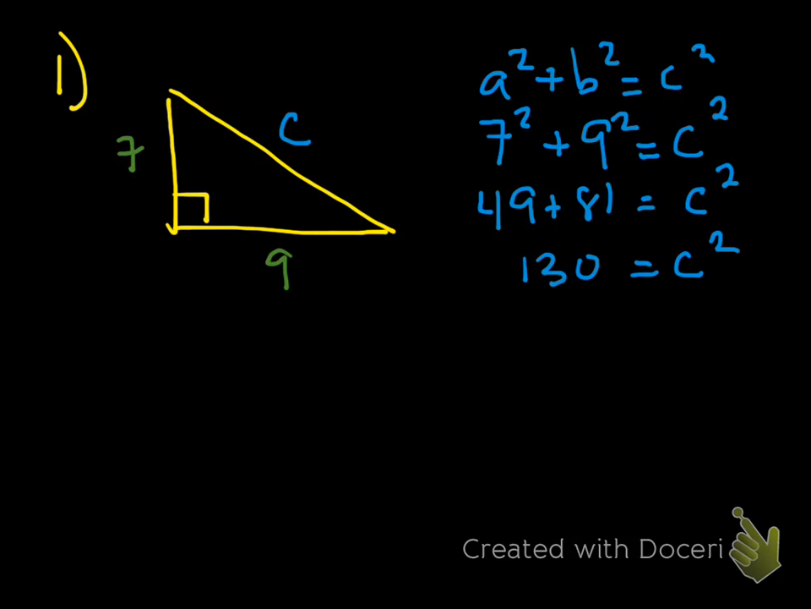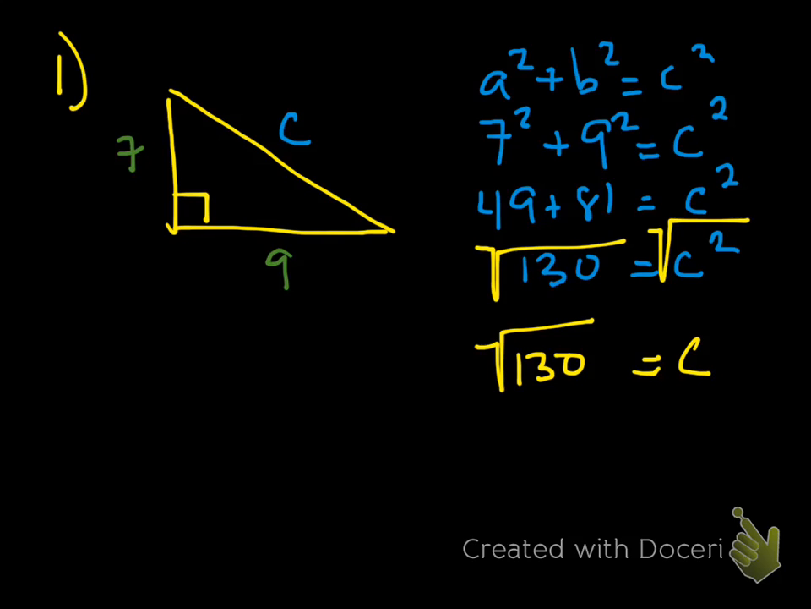Alright, so up to this point, it's been fairly simple for you. You've done this before. But when you have a square here and you need to get rid of the square, remember the inverse of squaring something is taking the square root of it. So what we're going to do is take the square root of C squared and the square root of 130. So that would be C equals the square root of 130. Now when we're doing these, I want you to simplify the square roots into the simplest form, but 130 doesn't have any perfect squares as factors. So the square root of 130 is the simplest form.